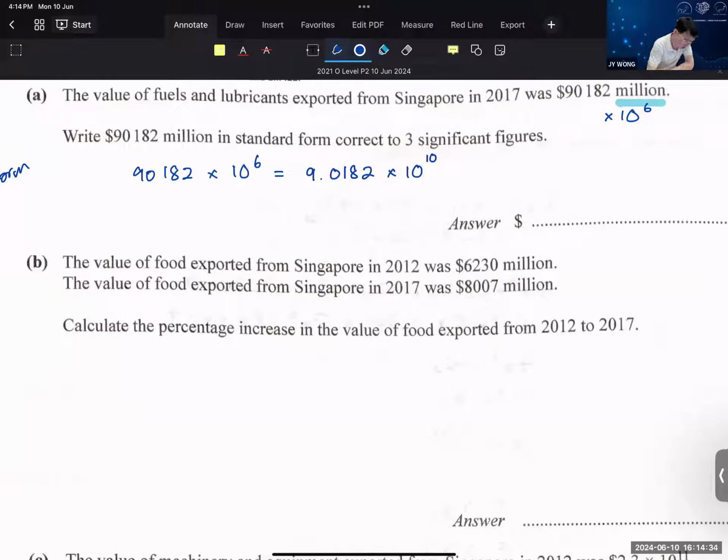Okay, and therefore, then express this in 3SF, 9.02 times 10 to the power of 10. Remember that your standard form must be, the value in front must be between 1 to 10, exclusive. Okay, inclusive of 1 but excluding 10. Okay, so make sure it's 9.0 something.